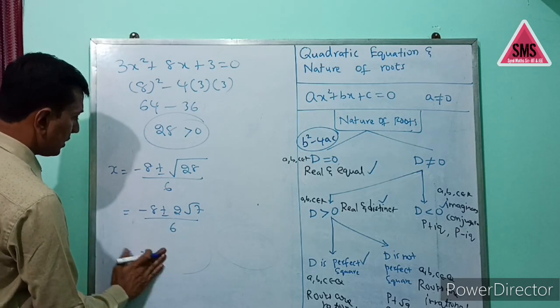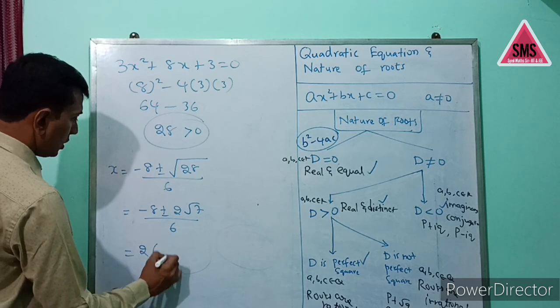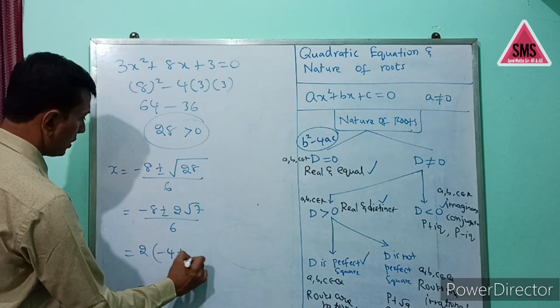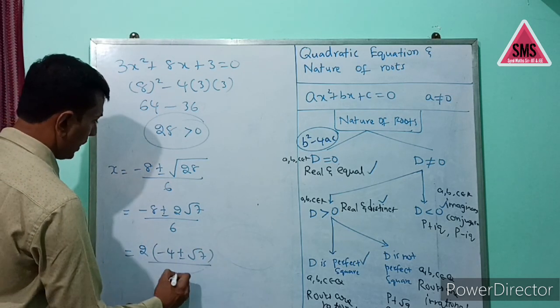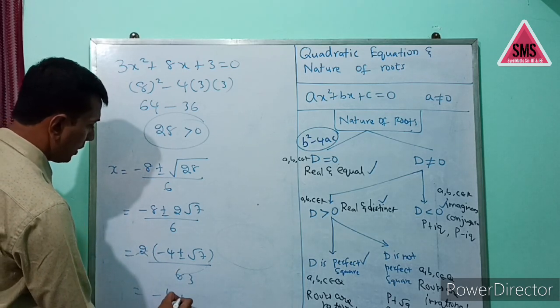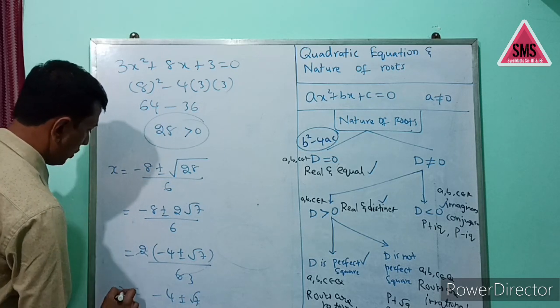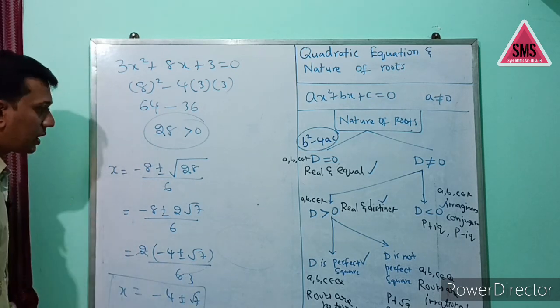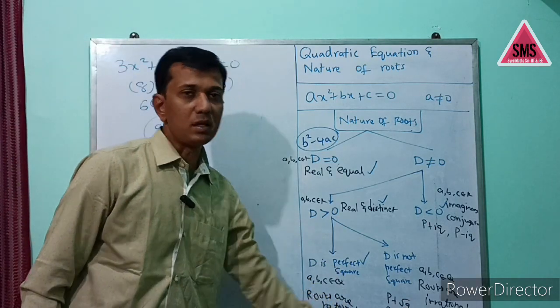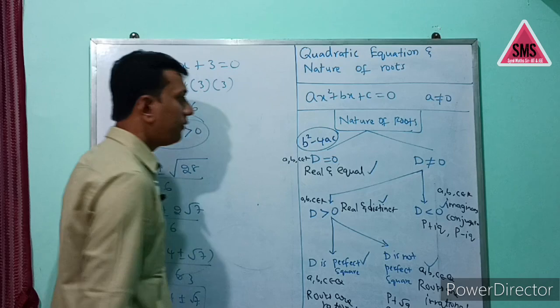So minus 8. Again in these two, 2 is common. You will get minus 4 here, root 7 by 6. So that means minus 4 plus or minus root 7 by 3. So what type of values did we get here? Irrational numbers. So whatever conditions they have given, we have verified.